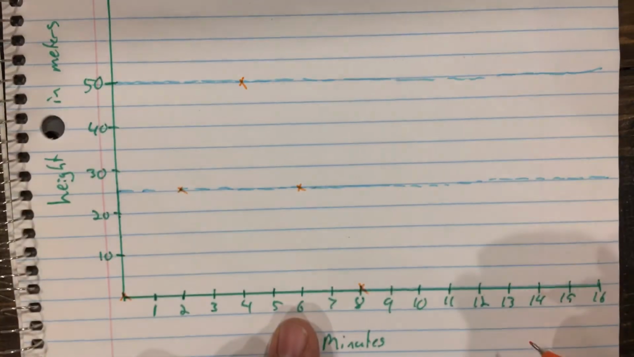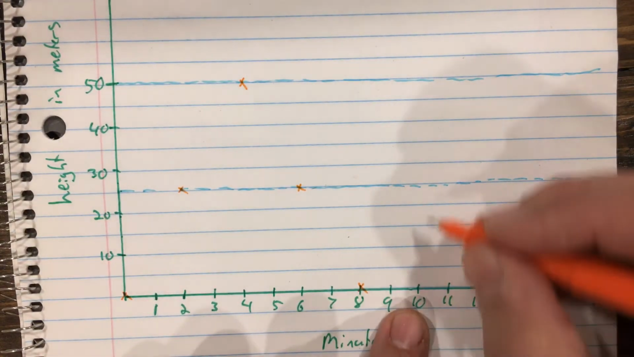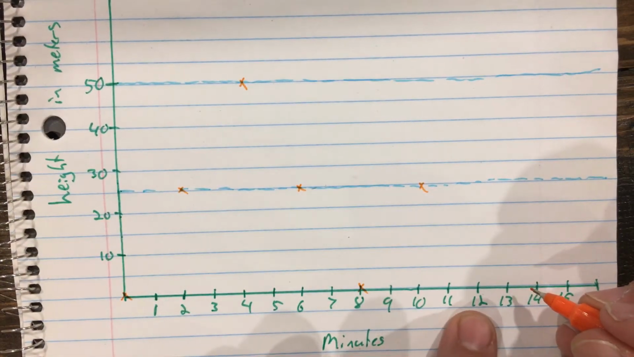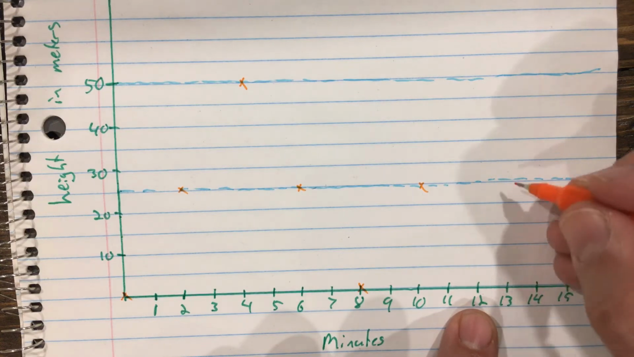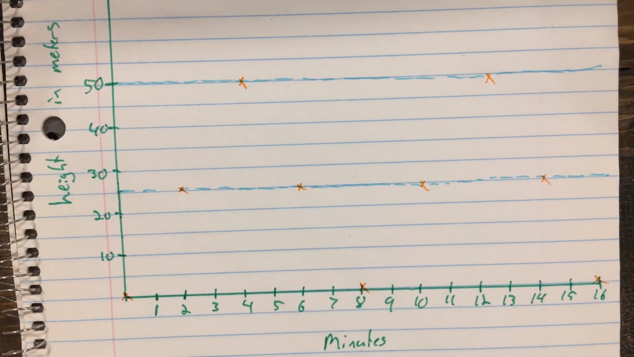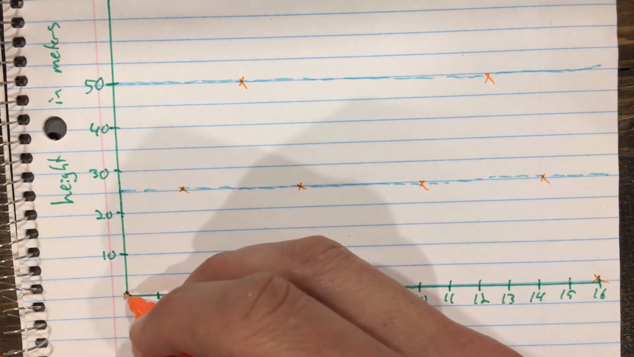Okay, and then I'm going to do that again. So at 10 minutes, I'm back to the middle, and at 12 minutes, I'd be at the max, 14 minutes, back to the middle, and 16 minutes, my ride is done. So let's graph this out.